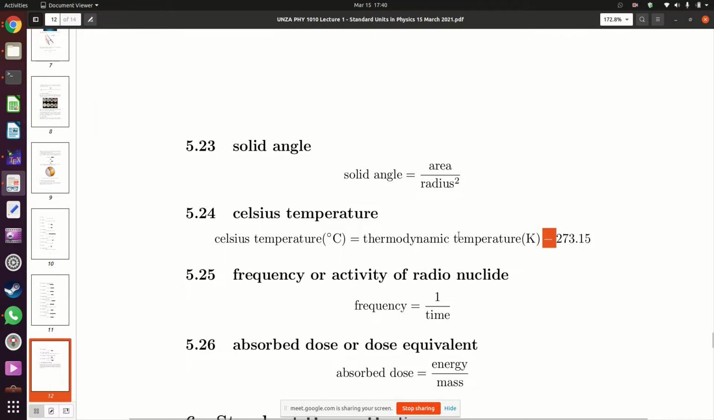Whatever your temperature in kelvins is, minus 273.15, that's going to give you a temperature in Celsius. On the other hand, if you have a temperature in Celsius, then you add 273.15, and it's going to give you a temperature in kelvins.